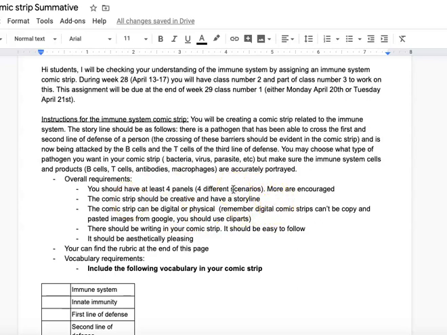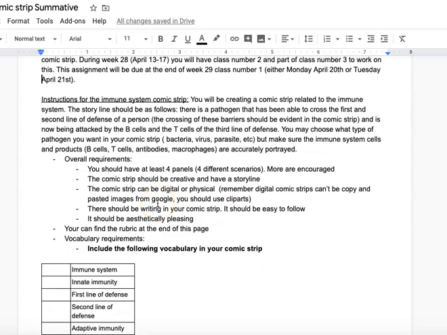You should come up with how that person got infected. You can also come up with how that person defeats the virus, defeats the pathogen, so it can be really fun. A comic strip can be digital or physical, just like your one-pager that I assigned to you a couple of weeks ago. But remember, if it is digital, it can't just be copied and pasted images from Google. You should be using clip art, you should be using your creativity. It shouldn't be something I can find easily on Google and completely forget about. It should be something cool, okay?